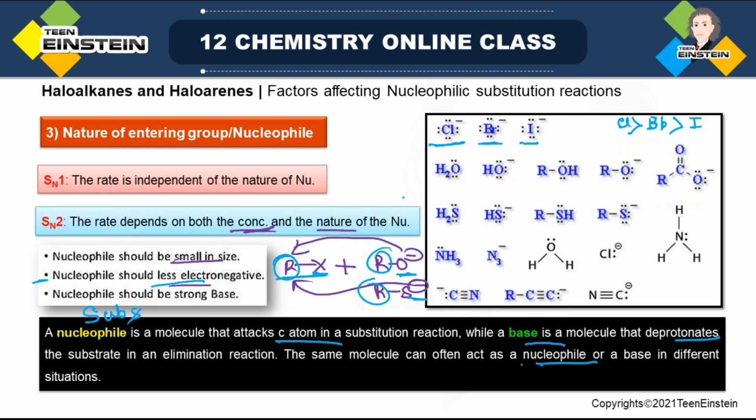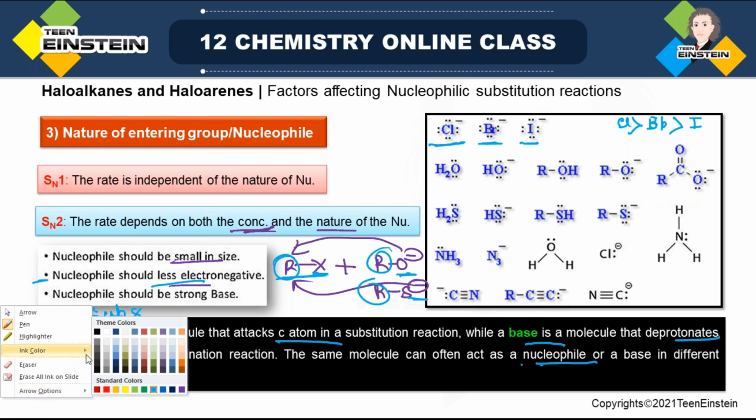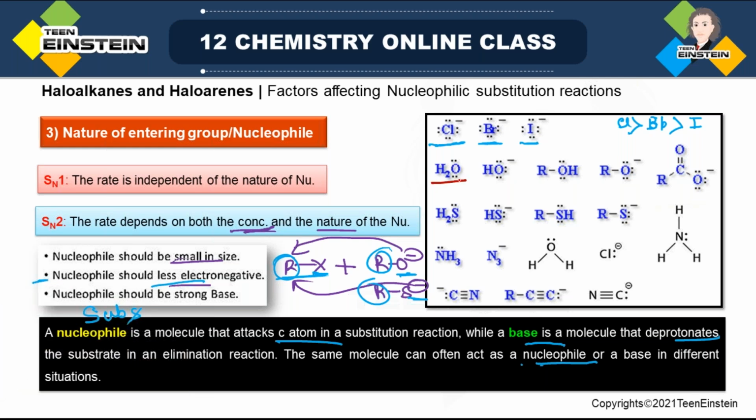Next we have two pairs, water and HO minus. Among these two, when you remove one H, you get HO minus. Here we have a lone pair, which will attack as electron density on some electron deficient center. But here you have a fully developed negative charge. So among these two, HO minus will be a better nucleophile compared to H2O. Then we have ROH and RO minus. This is also the same. Here you have OH, so this lone pair will attack. But here you have a negative charge, so this will be the better nucleophile.